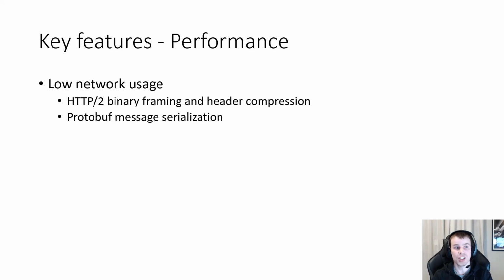So a lot of people who are interested in gRPC are interested in it because of its performance. So performance is one of its key features. It gets great performance through a number of ways, and one of those is via low network usage. So HTTP 2 is a binary protocol compared to text-based HTTP 1.1. That means it's able to support things like binary framing and header compression, and just overall saving the amount of bandwidth required to make HTTP requests. The other way gRPC is able to save network usage compared to REST is its Protobuf message serialization. Protobuf is significantly smaller than JSON in most use cases.